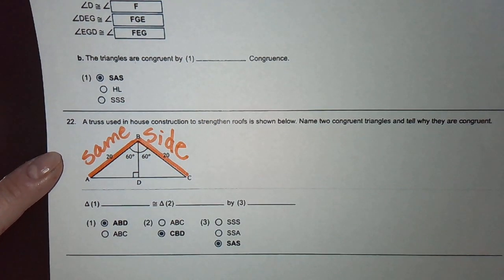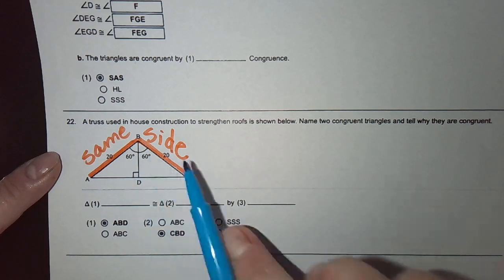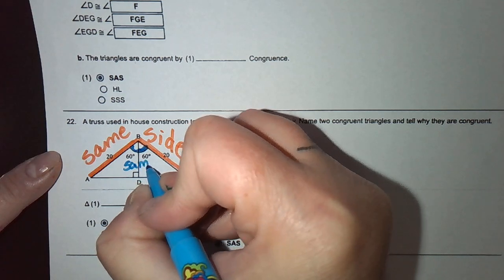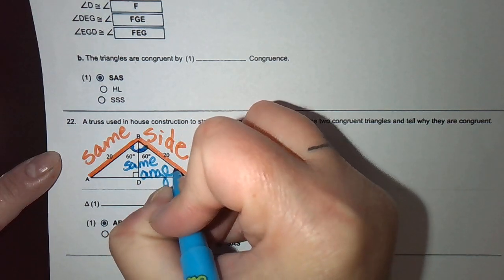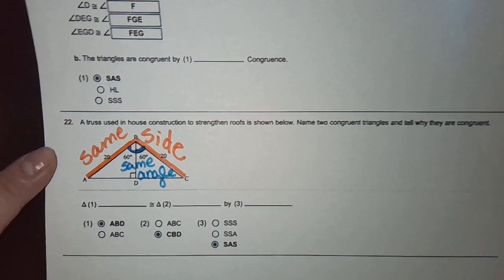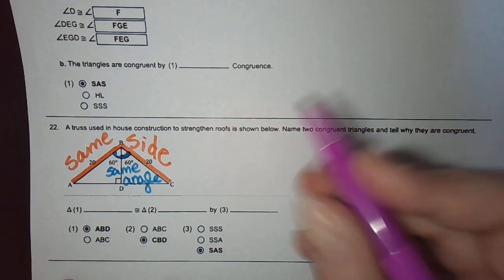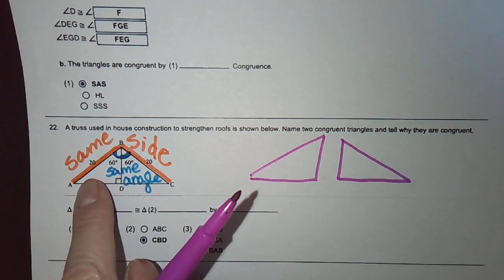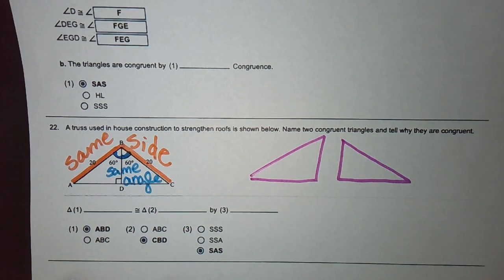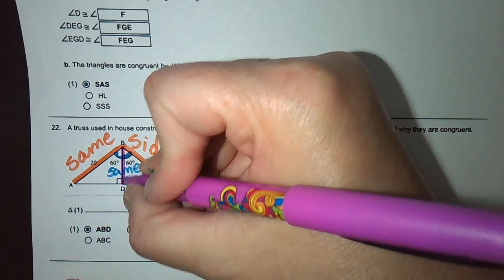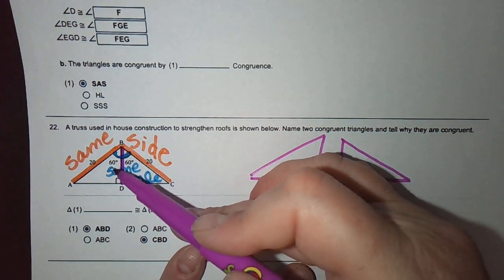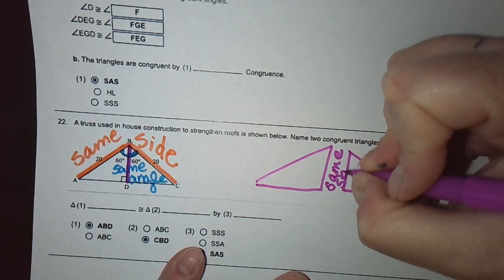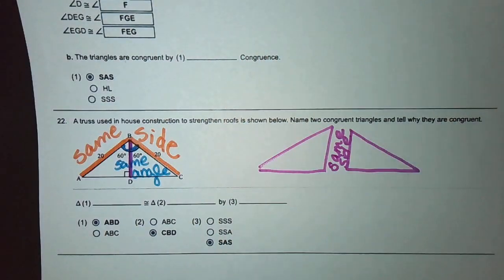Okay? Another reason why these two triangles are congruent is because they have the same angle. Okay? But then let's think about this. If I put a gap in between these two triangles, there's another side that's the same. It's that side right down the middle. And those are the same lengths because those two triangles are smashed up on each other.